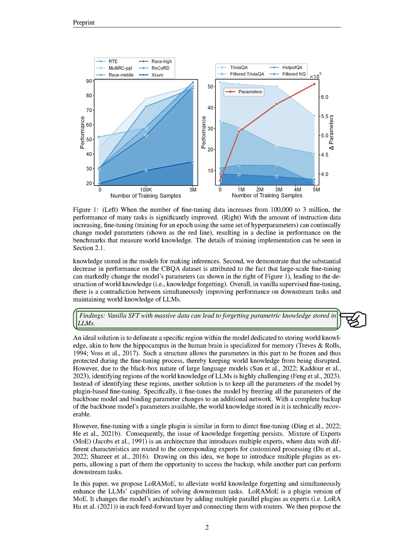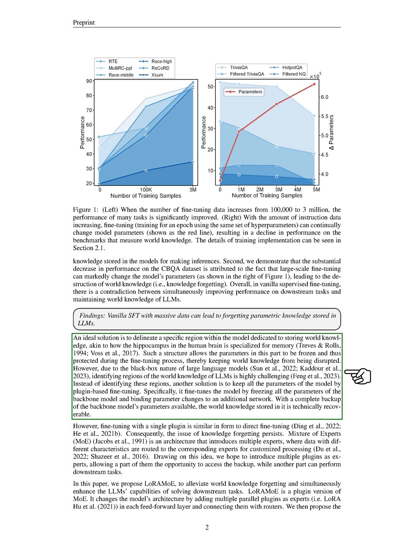Our findings indicate that vanilla supervised fine-tuning with a large amount of data can lead to the forgetting of parametric knowledge stored in LLMs. Ideally, we would like to designate a specific region within the model to store world knowledge, similar to how certain areas of the human brain are specialized for memory. This would allow us to freeze and protect the parameters in this part during the fine-tuning process, preventing world knowledge from being disrupted. However, due to the complex nature of large language models, identifying these regions is quite challenging.